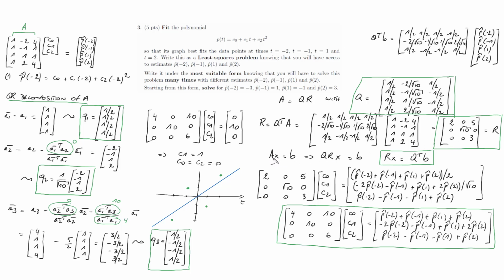We need to solve Ax = b. So A is QR. We multiply on both sides by Q transpose, and we have a system of equations: Rx = Q transpose b. This will be interesting because R will remain the same all the time, and you have an upper triangular matrix, so you'll be able to do back substitution, right? So we need to see what this Q transpose b is. Here it is. This is Q transpose times b.